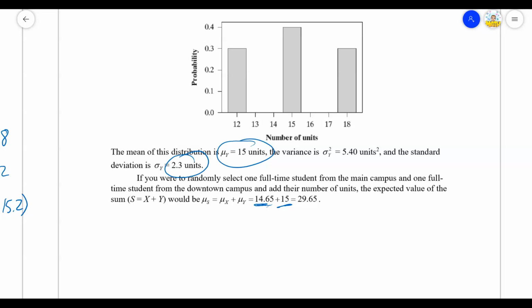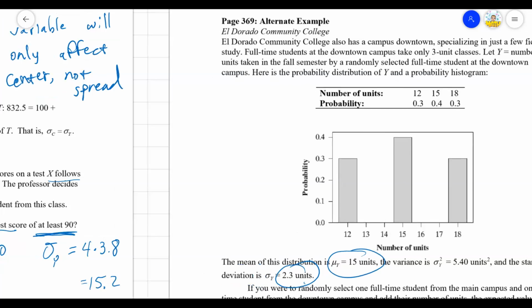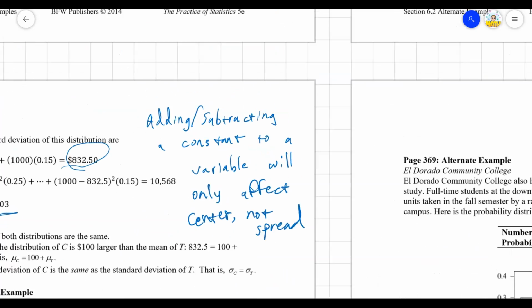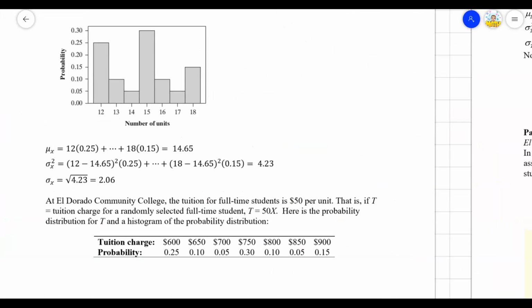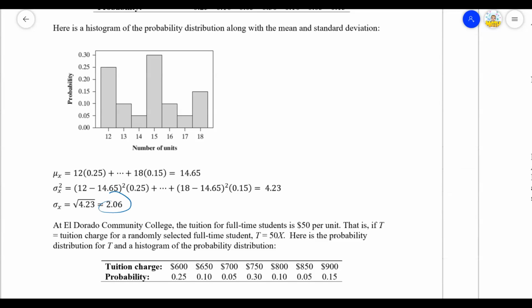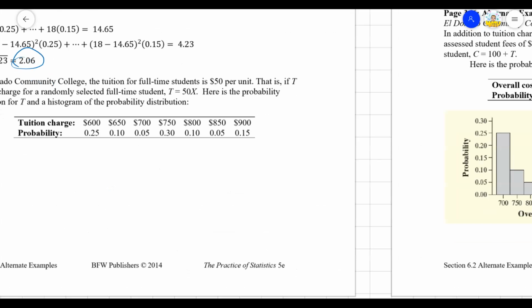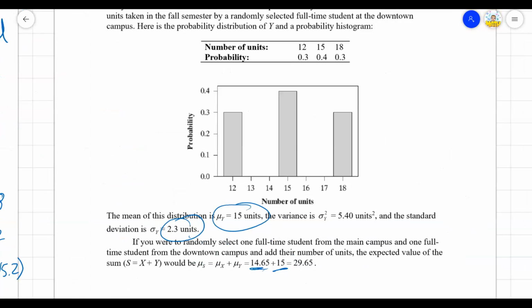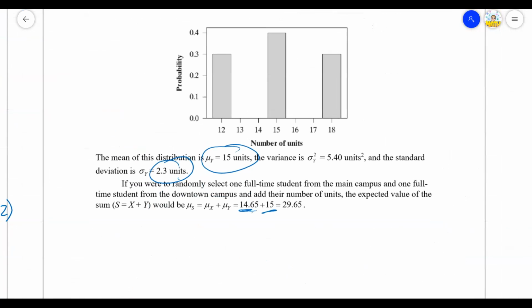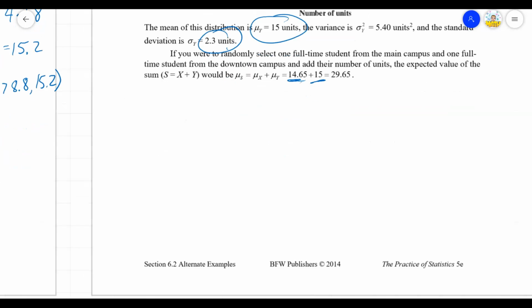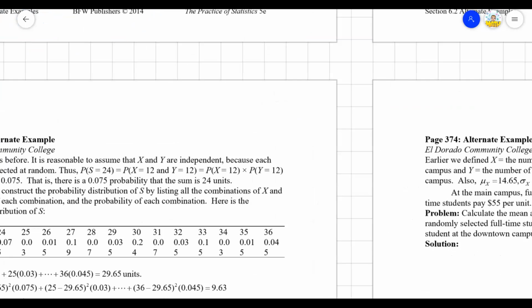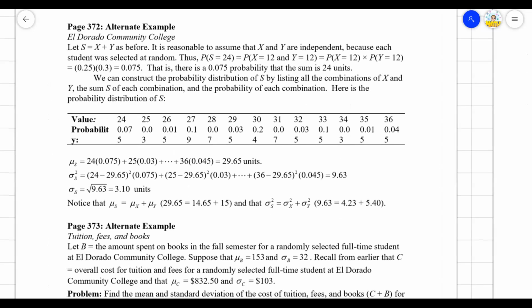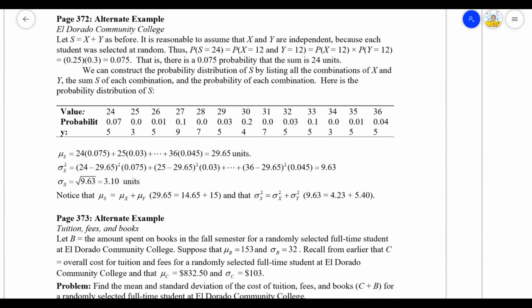Now, what happens to the standard deviation? Should we just take this 2.3, okay, plus the standard deviation from the previous example, which was 2.06, right? Should we just add those two together, 2.3 and 2.06? Well, let's take a look and see what happens when we do combine these two distributions. So they're doing all the heavy lifting for us here. Don't worry about having to construct a probability table like this.